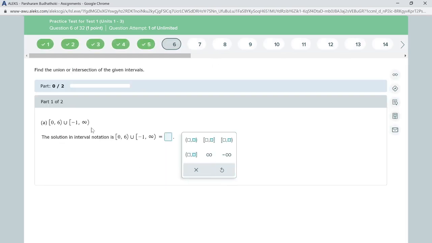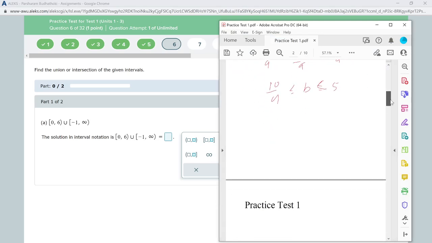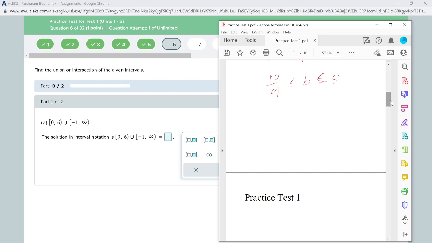This is again union and intersection, but in interval notation. As you can see, from 0 to 6 and negative 1 to infinity, you need to find the union. To understand this problem, you can always draw a diagram. So this is problem 6. Here is 0 to 6, not including 6, and another set is negative 1, including negative 1, to positive infinity, meaning going up to here. So union means everything from the left side to the extreme right side, which is everything from negative 1 to infinity.